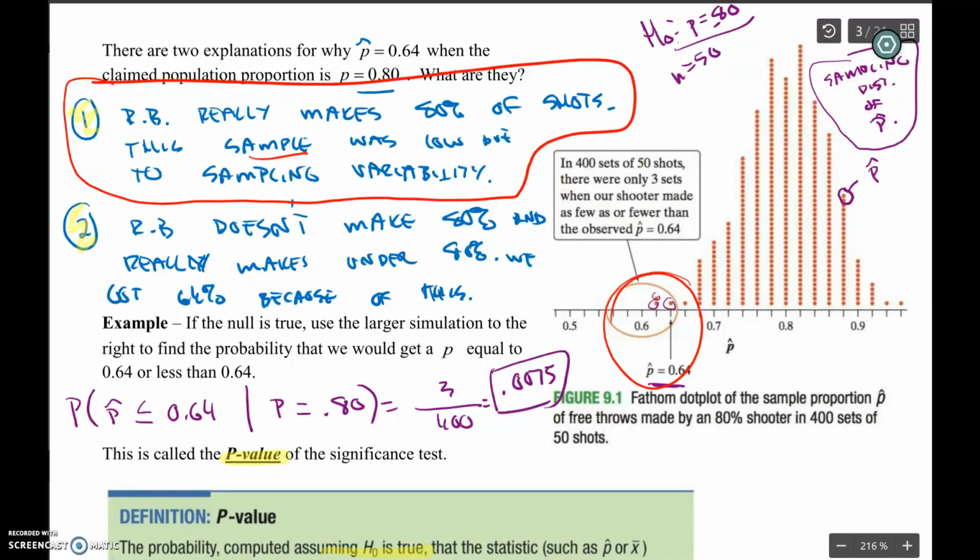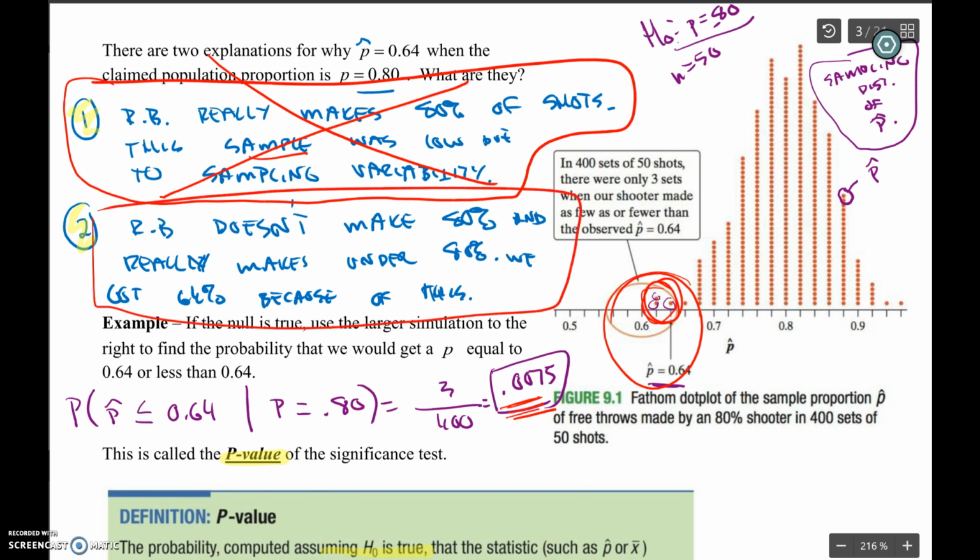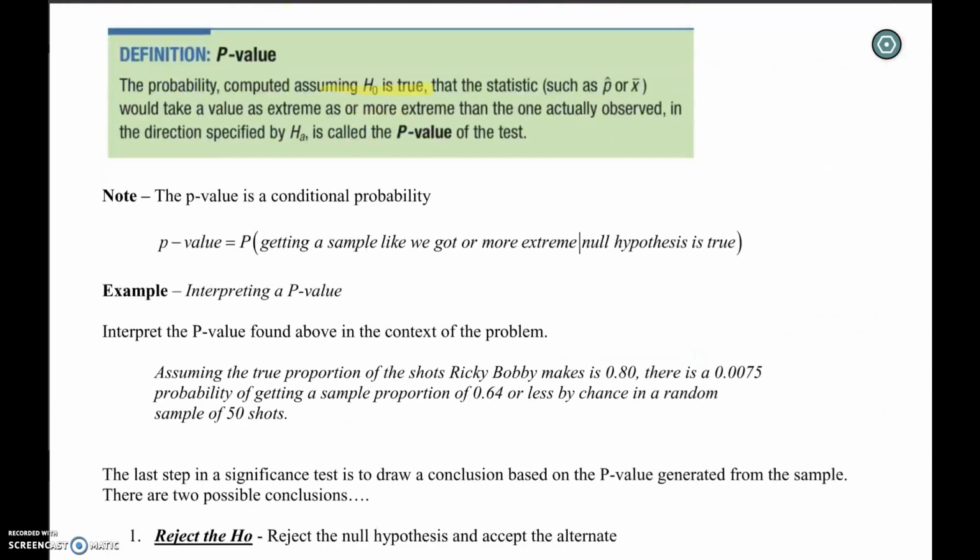So now Ricky Bobby could make his argument. He could say, I told you it could happen. It's possible that I get a sample this small. And you say, well, yeah, it is possible, but it happens less than 1 time out of 100. So are you going to tell me that this one time that we bet on this was that 1 out of 100 thing? No, that's not what happened. Because this is small, I think this is not why you hit 64%. Therefore, I'm going to conclude that you really make less than 80%, and that's why you hit 64% of your shots or less. And that's basically a hypothesis test.